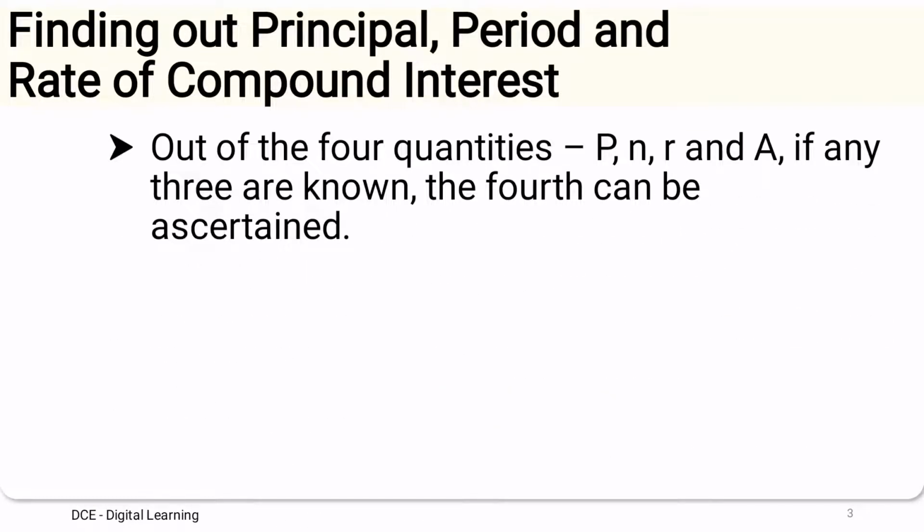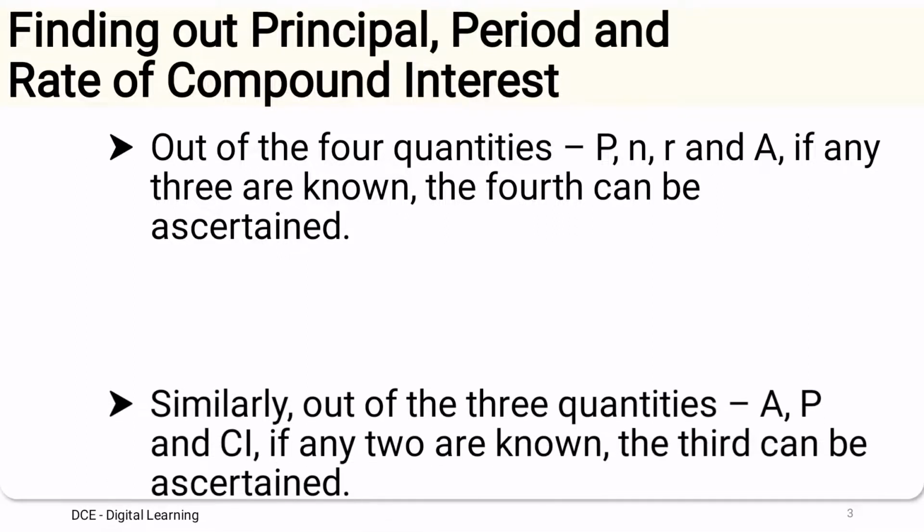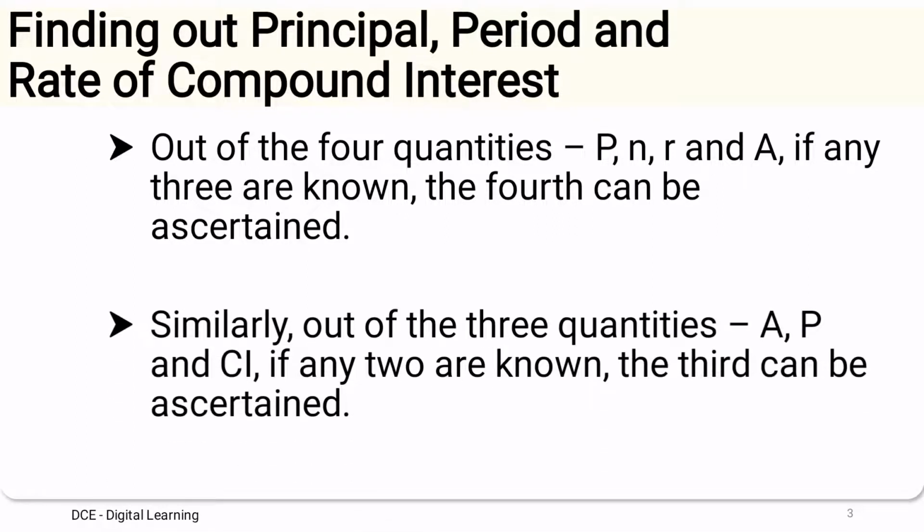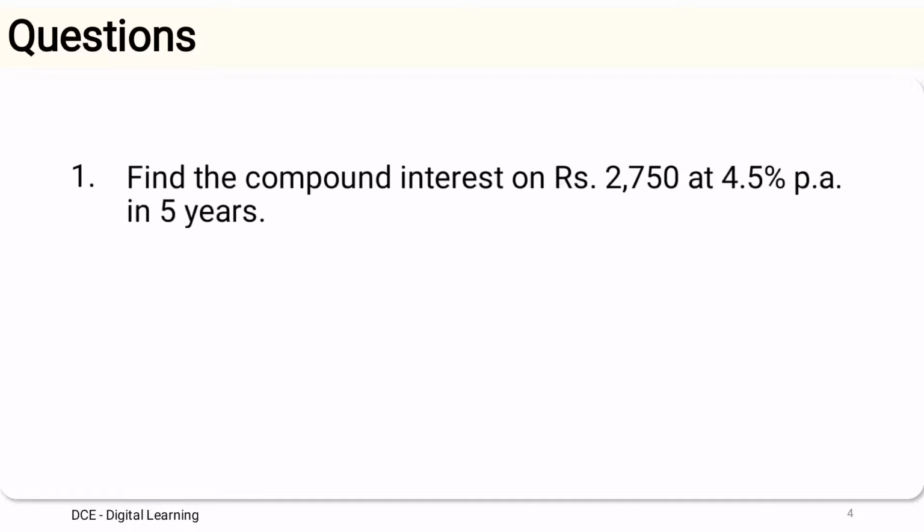In the formula for computing compound interest, A equals P into bracket 1 plus R divided by 100 raised to N, there are four quantities: P, N, R, and A. Out of these four quantities, if any three are known, the fourth can be easily ascertained. Similarly, out of the three quantities A, P, and CI, if any two are known, the third can be easily ascertained.